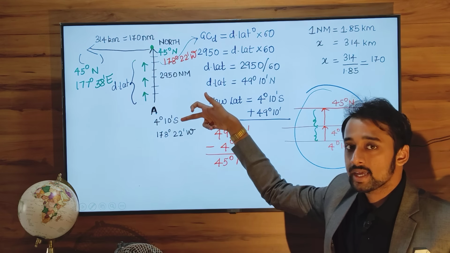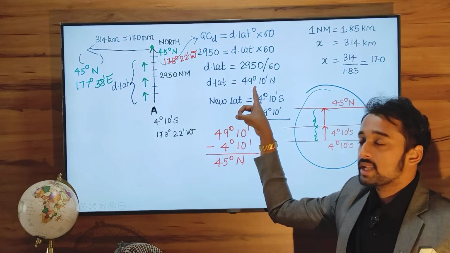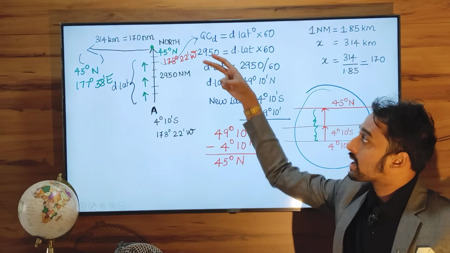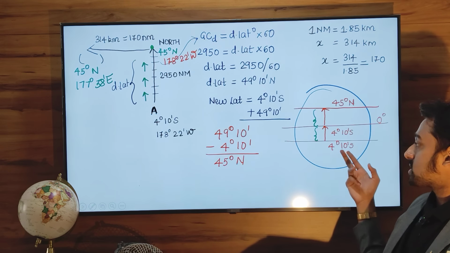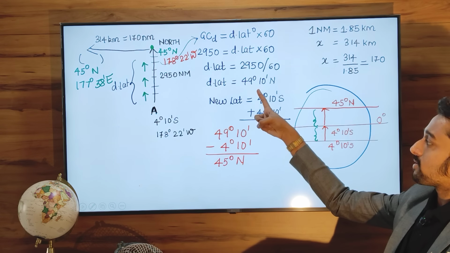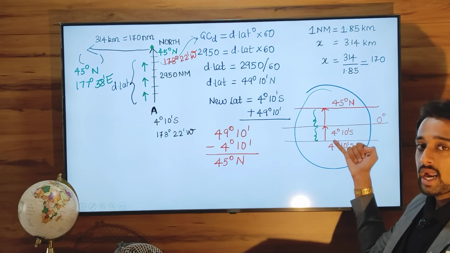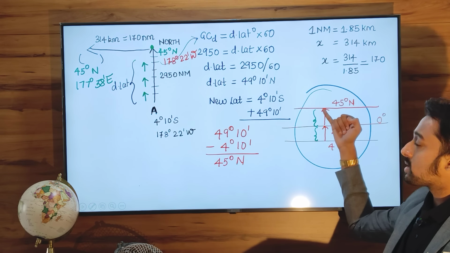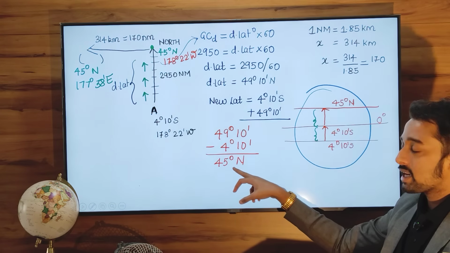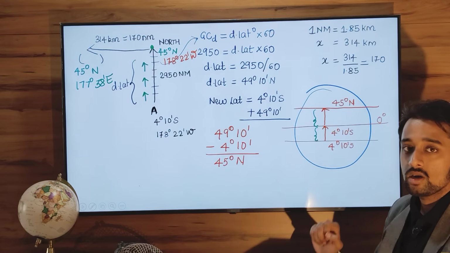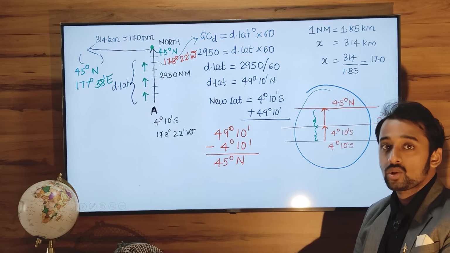So if this is 4 degree 10 minutes south, by a d-lat of 49 degree 10 minutes of difference, our new latitude has become 45 degree north. How? Initial latitude was in the southern hemisphere. So out of the total difference, 4 degree 10 minutes was traveled from the initial latitude to the equator. From the equator to the new latitude, the remaining distance of 45 degree was remaining. So from 0 to 45 is your remaining angular distance. Okay, so your new latitude has become 45 degree north.